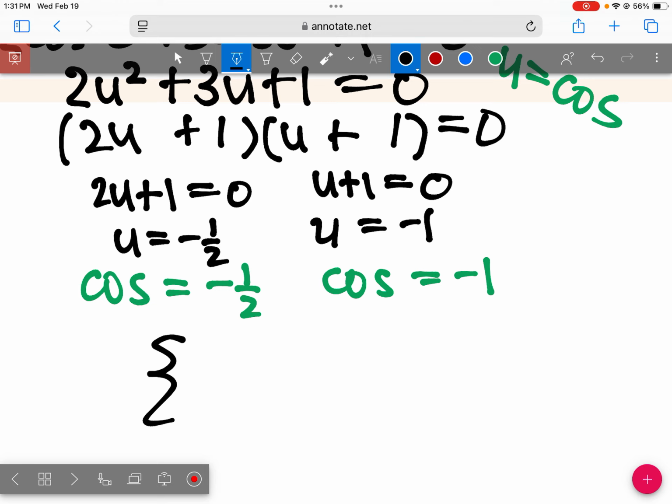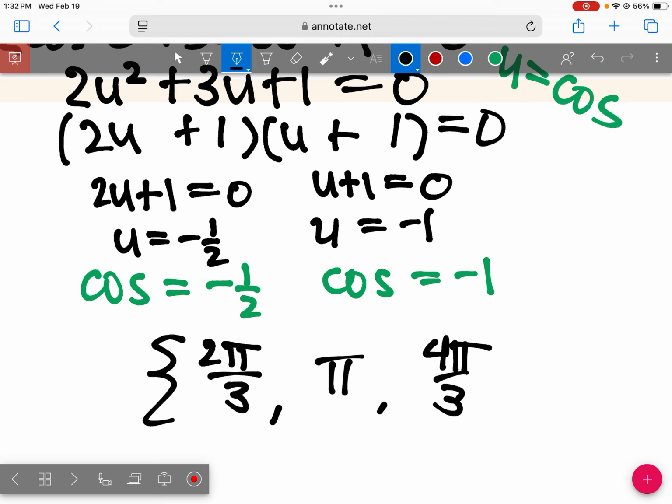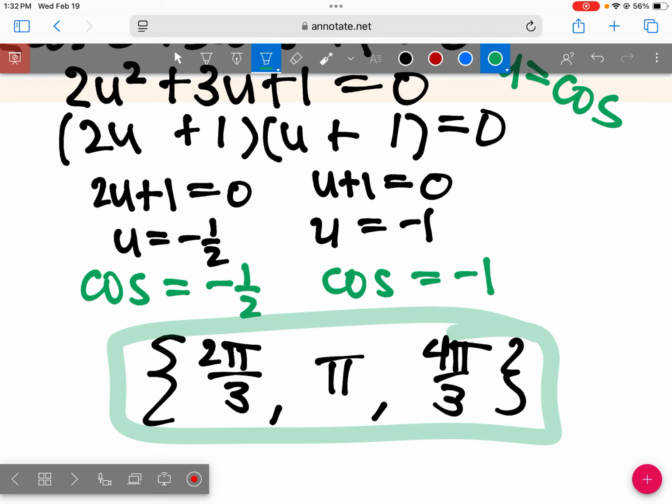So at the end of the day, what are my answers? 2 pi over 3, or pi over 3, and pi. Hurrah! Okay, that's all for the content for this unit. So now we just practice.